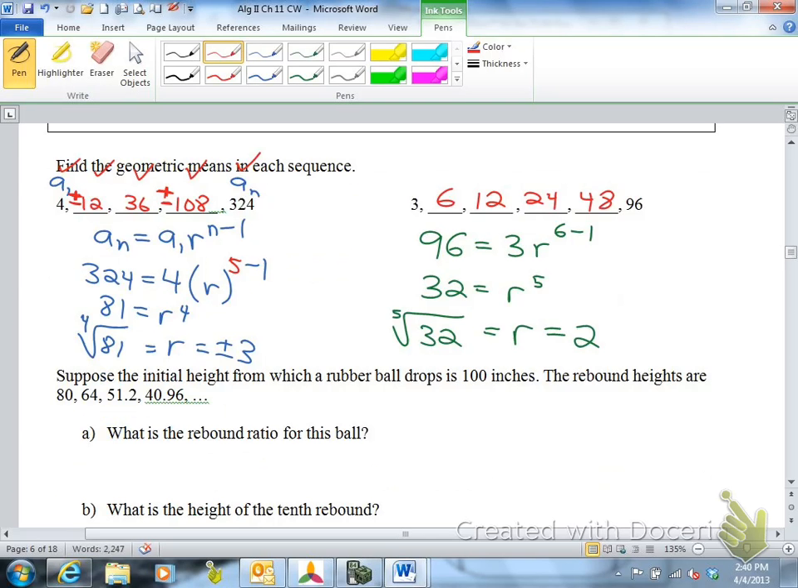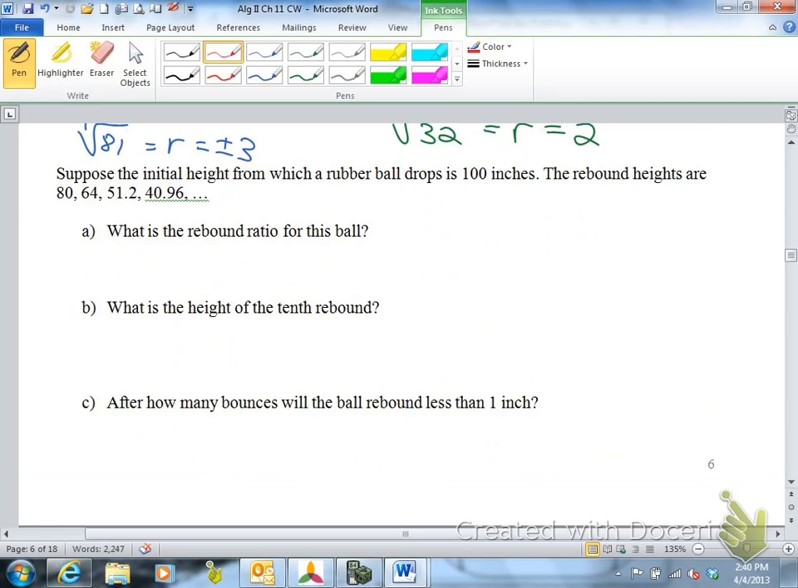So here's the work. R equals 2. It's not plus or minus 2 since it's an odd exponent. R is 2, and there's the geometric means. Last question is about a ball bouncing. It starts at 100 inches.